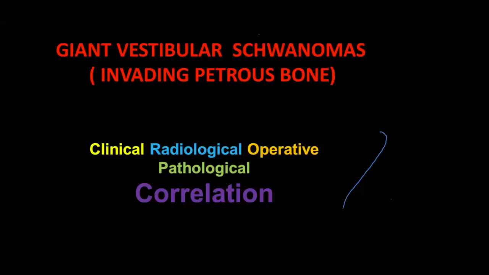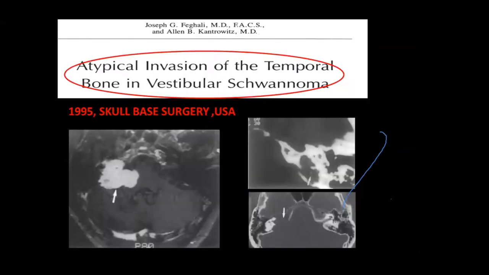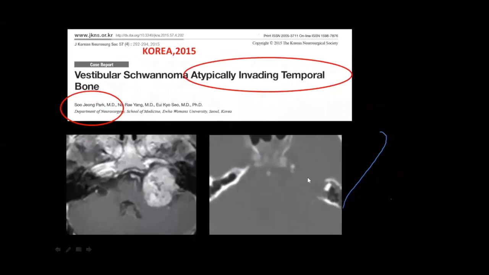Are these giant ones common? They are rather not common, but we see them. And this paper back in '95, atypical invasion of temporal bone in vestibular schwannoma, they destroy. They don't only dilate the internal meatus, they destroy the petrous bone. Look at here the destruction, and here. This is another vestibular schwannoma invading the temporal bone, destroying it completely.